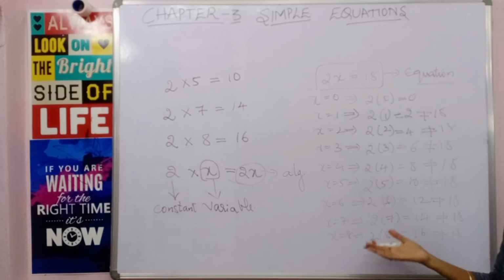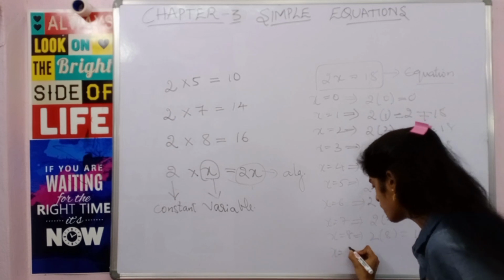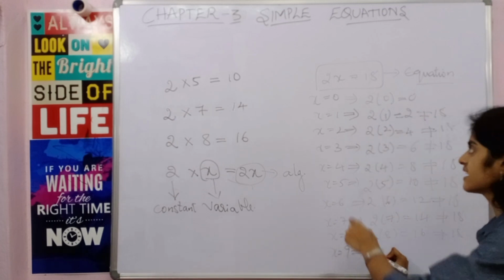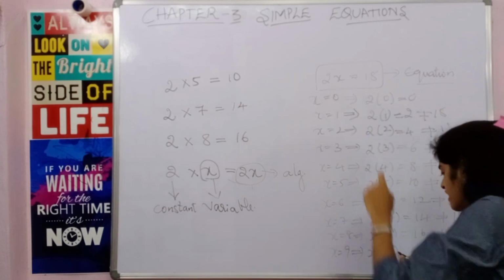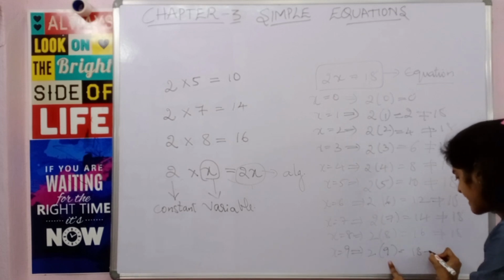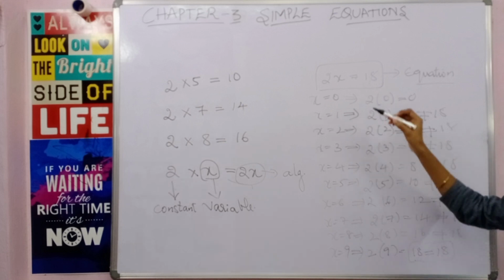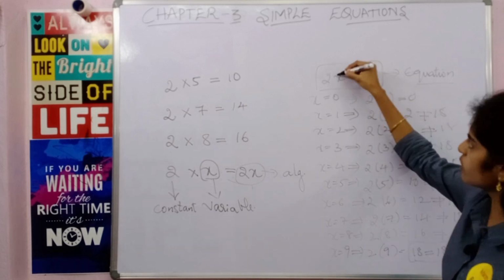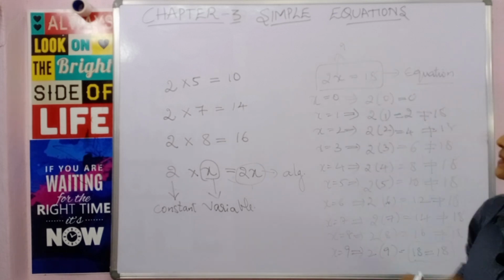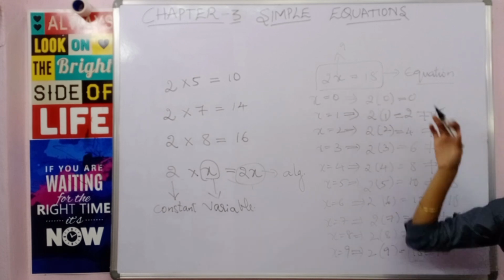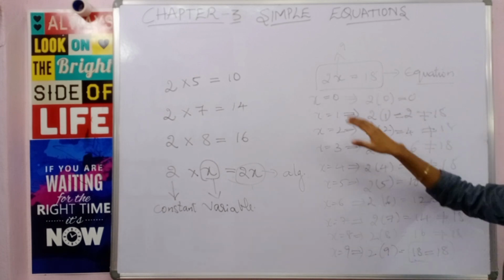Now let us move on to the next value, x equal to 9. When x is 9, this is nothing but 2 into x, where x is 9. So 2 9s are 18. 18 is equal to 18. So you got the value. So when is this satisfying? When x equals 9, when you substitute 9 in the place of x, only then this equation is satisfying. Clear? So this is called the solution of the equation.